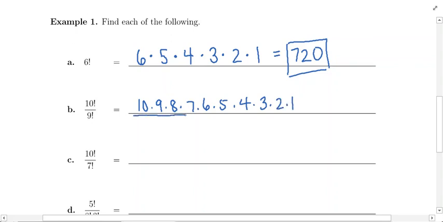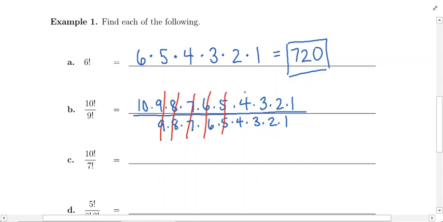And then in the bottom, the denominator, is 9 factorial. That's going to be 9 times 8 times 7 times 6 times 5 times 4 times 3 times 2 times 1. When you write it this way, look what happens. Starting with the 9s, you have a 9 in the top and a 9 in the bottom. 9 divided by 9 is 1. Those cancel. The 8s cancel. So do the 7s, 6, 5, 4, 3, 2, 1. So the answer is just 10, because everything else cancels out. All right, so let's try another one.